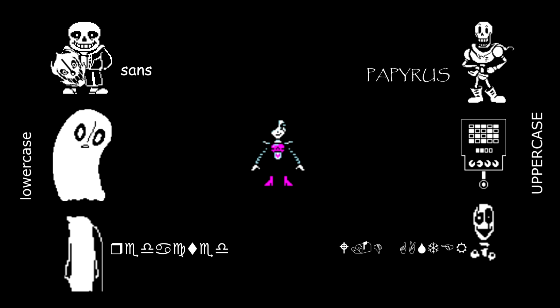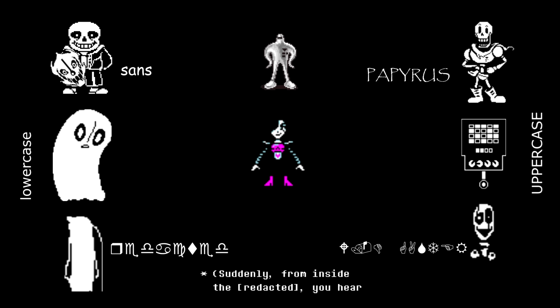Papyrus is said to have multiple bodies, implying a ghost possessing a vessel, but also his current form is inspired by the Starman from Earthbound, which is strangely linked to Redacted's "suddenly from inside the redacted you hear our" text.